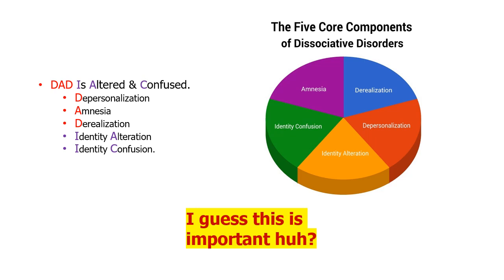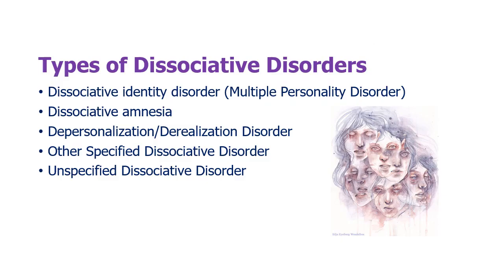My mnemonic is Dad is altered and confused. Also, if you can't read, we're referring to the 5 core components of dissociative disorders. So DAD is going to be depersonalization, amnesia, and derealization, and then "is altered and confused" is going to be I for identity alteration, and "is confused" is identity confusion. It helped me remember it. Hopefully it's also beneficial to you guys. And this slide is just summarizing the 5 types of dissociative disorders. And as you guys know, we're going to go ahead and get through each one here.